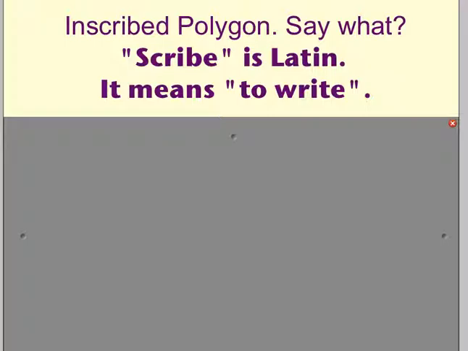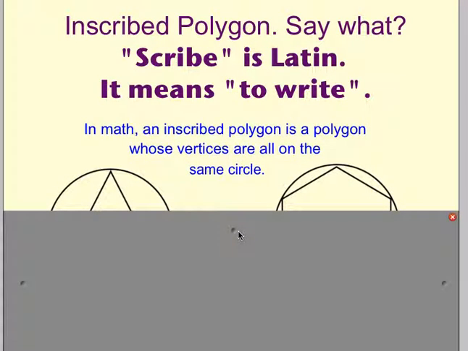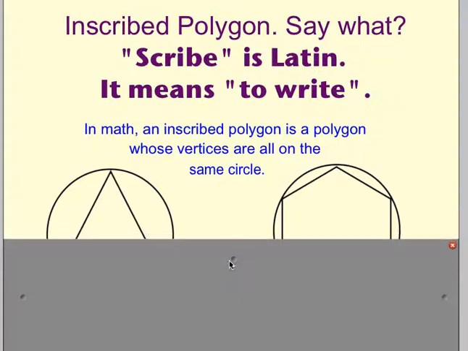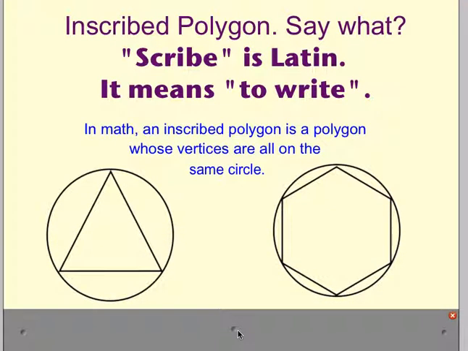Or maybe we just need a refresher on what it means. So if you take apart the word inscribed and look at the word scribe, scribe is actually Latin, and it means to write. So if you think about it, inscribed means to write in something. So in this case, in math, an inscribed polygon is a polygon whose vertices are all on the same circle.